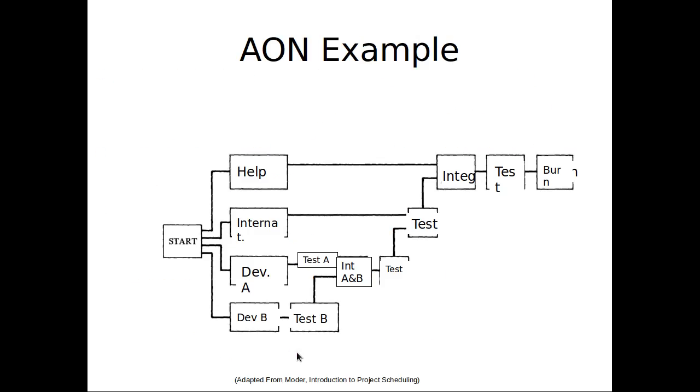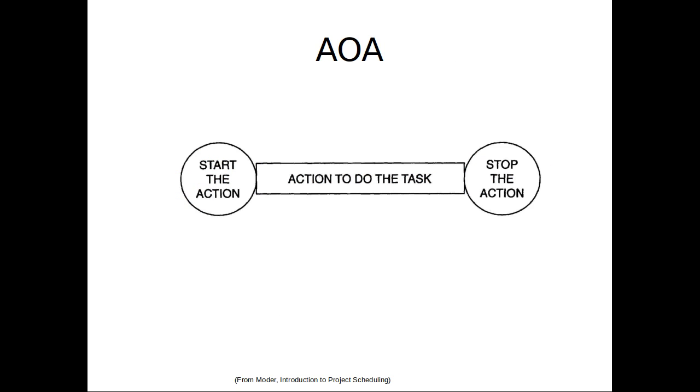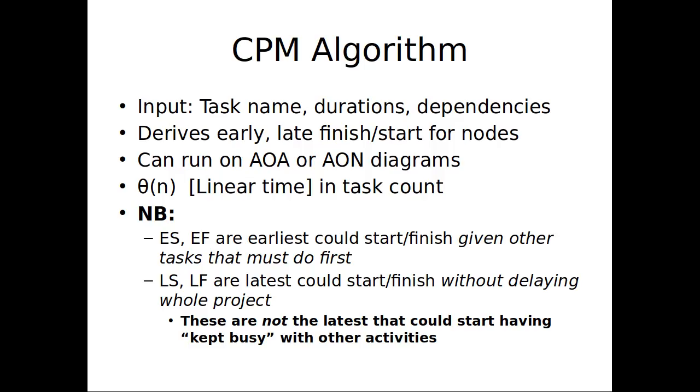So we'll have something like this. So start, and you have to develop a help system, and you have to do some development. Two developers are going to be working in parallel, and each of them has to do some testing, and then there's some integration between them and some testing associated with that, and testing that with some internationalization features and some further integration with the help system, etc. So we're going to have diagrams along those lines. I'm going to skip activity on arrow. I want to cut to the chase with the CPM algorithm.